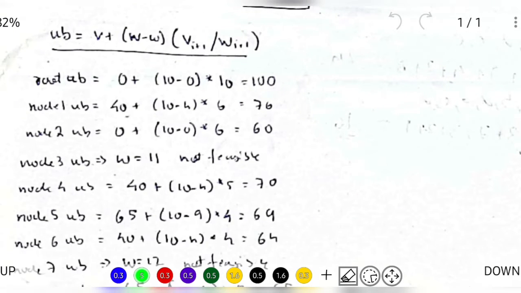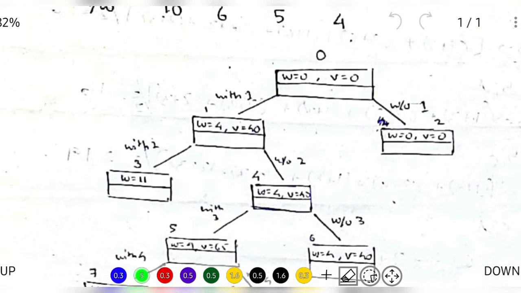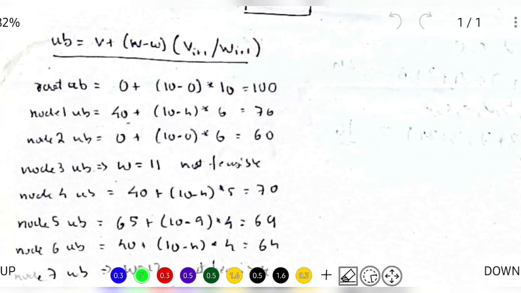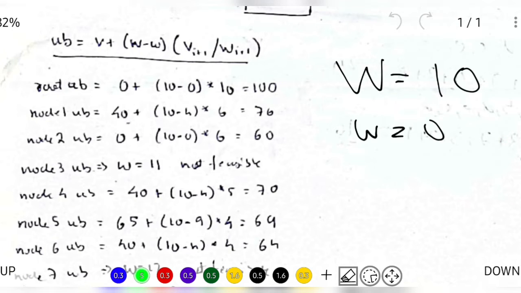This is the formula for upper bound. Upper bound is equal to V. In our case, let's note down what V and W are. There are two W's. The capital W is the capacity, which is given as 10, and the small w is 0 because we have not included any object, and the value is also 0 because the profit is 0 here. Now using these three values, we'll substitute in this equation.